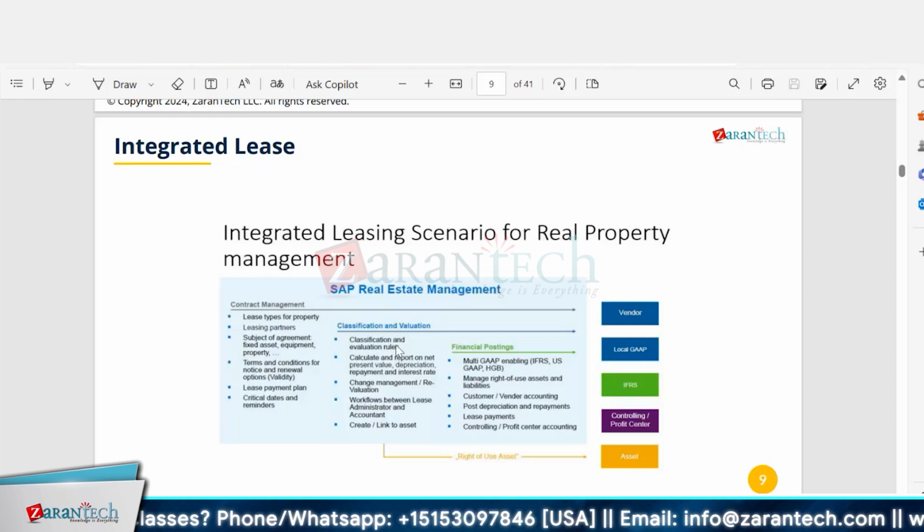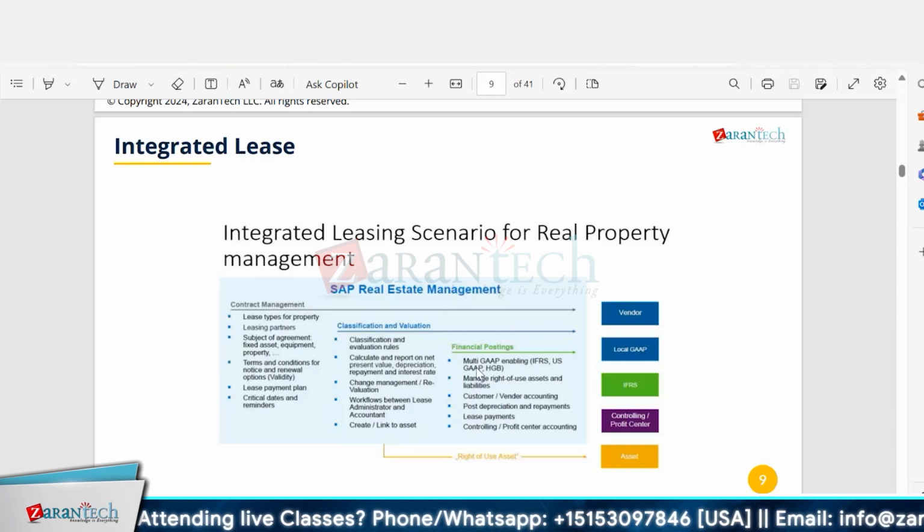Classification and valuation. Classification and valuation rules: calculate and report on net present value, depreciation, repayment and interest rate, change management, revaluation, workflows between lease administration and accountant, create link to asset. So the right of use asset will be linked to asset accounting. Contract management will be linked to your vendor. Classification of valuation will be linked to your local GAAP.